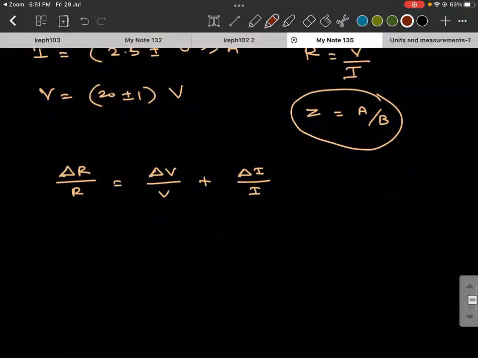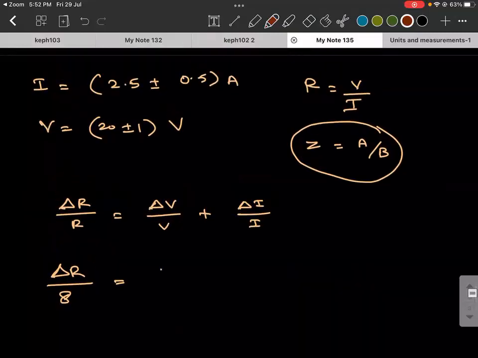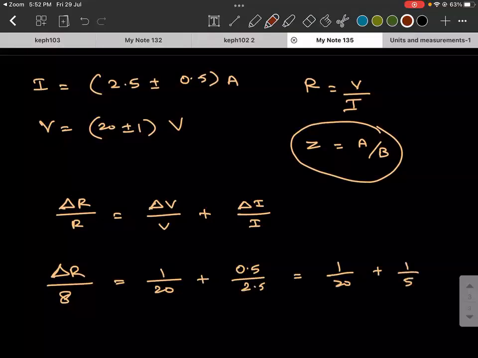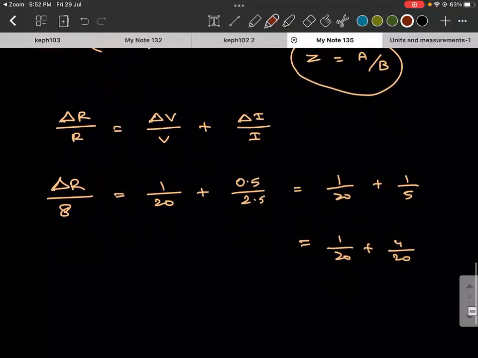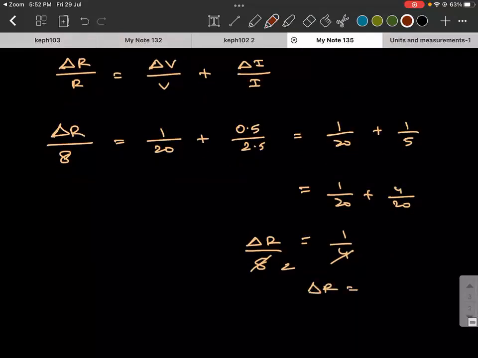So what is delta R by R? Delta R, I don't know. But what was the resistance value that we got? That was 8. So delta R by 8 is equal to, what is delta V? Look at the expression: 1 divided by 20, plus, what is delta I? 0.5 divided by 2.5. So 1 by 20 plus 1 by 5. Am I right? I can write it as 4 by 20. It is going to be 1 divided by 4. Delta R by 8, cancel this. Same story. Did you understand what I did?